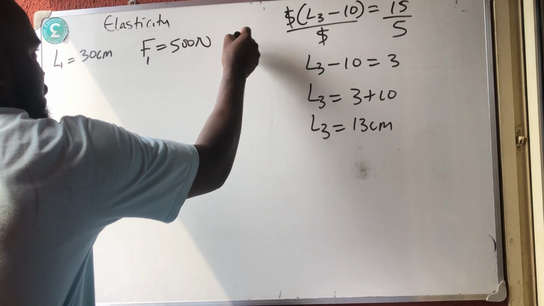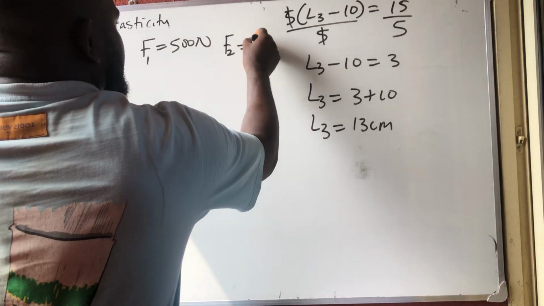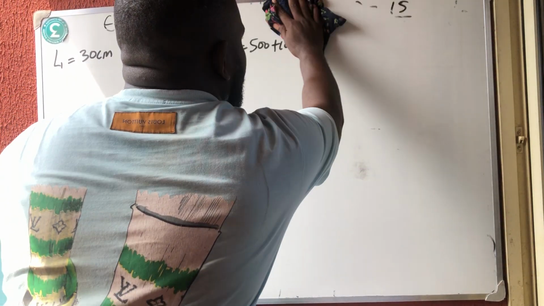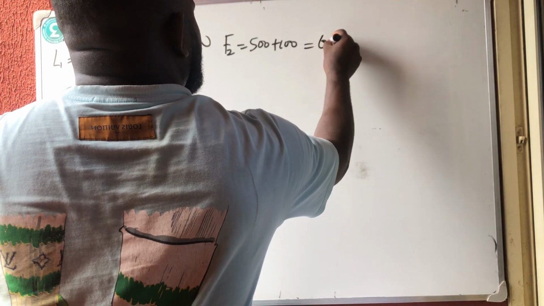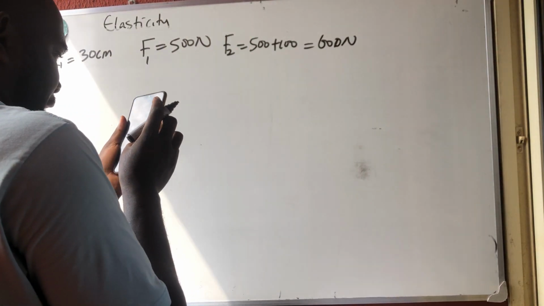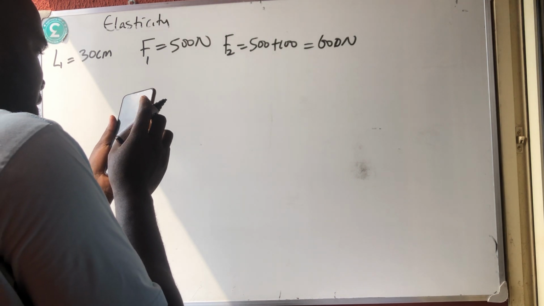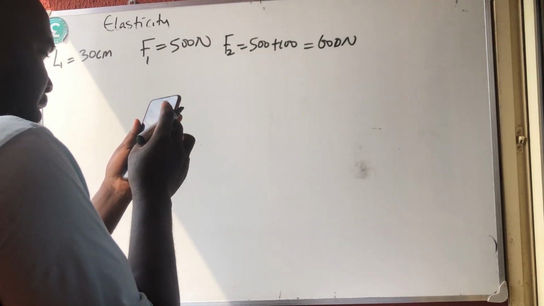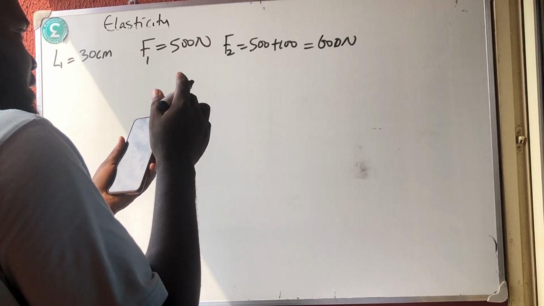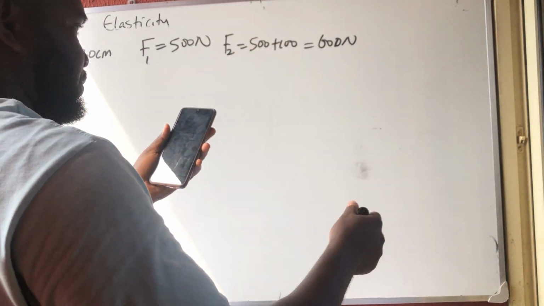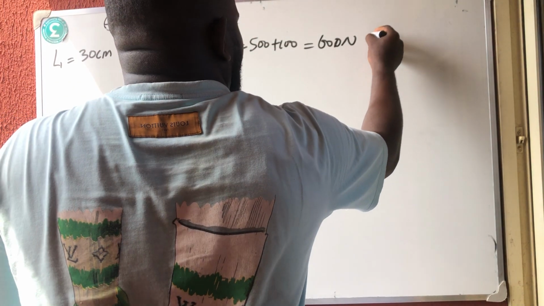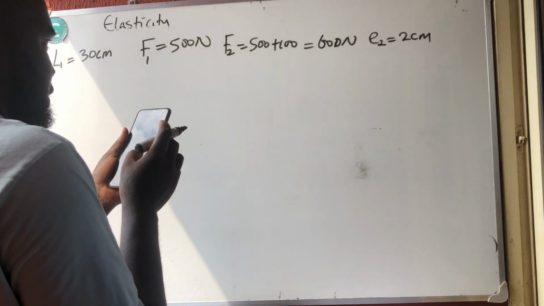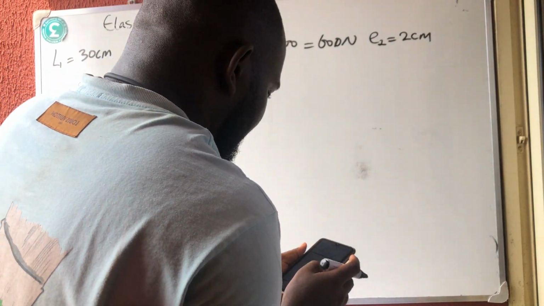F2 they gave us now. This one was still there before they put another 100, which is 500 plus that 100. So the second load now is 600 Newton, okay? With an additional load of 100 Newton, the string stretches by a further 2 cm. The string stretches by a further 2 cm, which is the extension. They gave us extension here to be 2 cm. Then calculate the original length of that string.